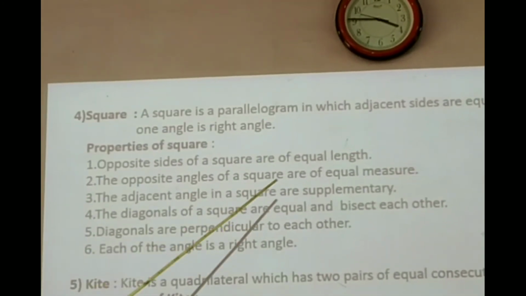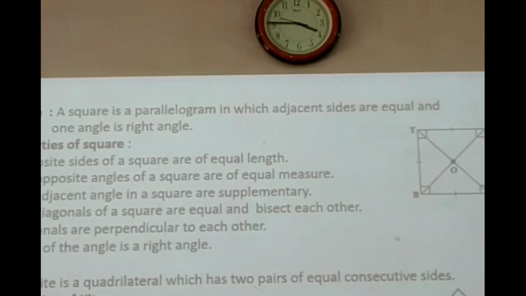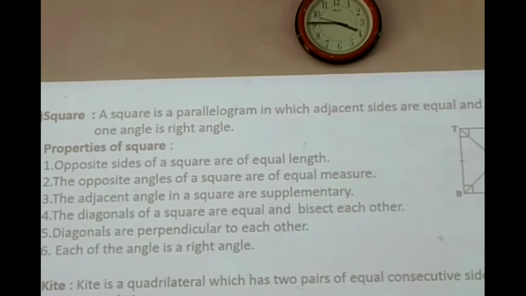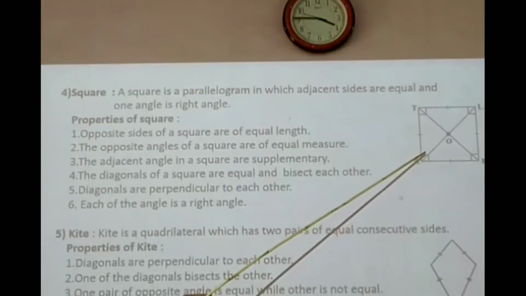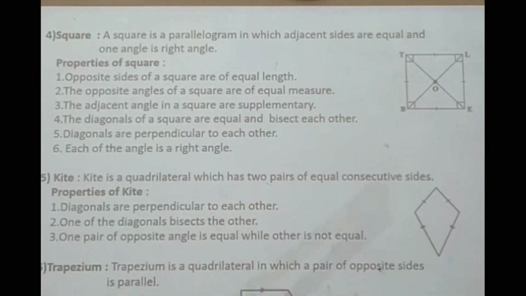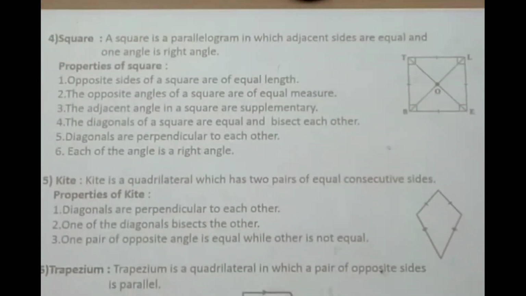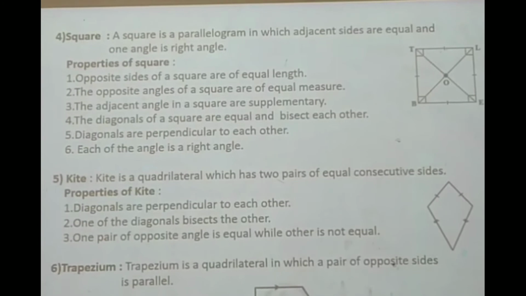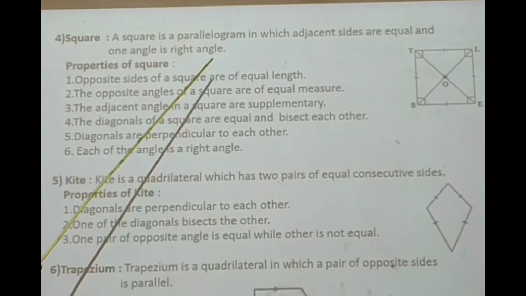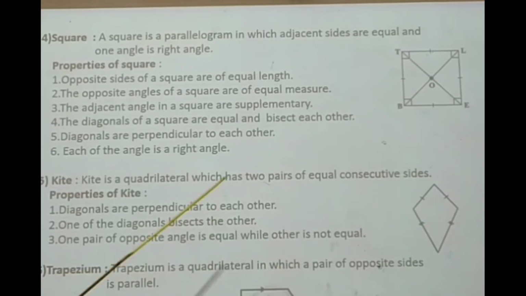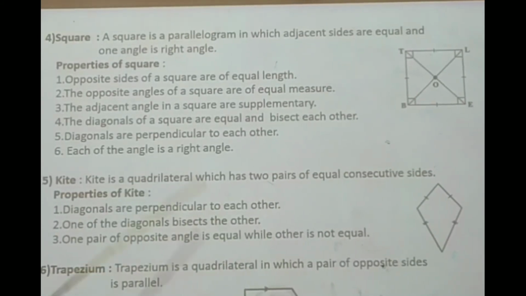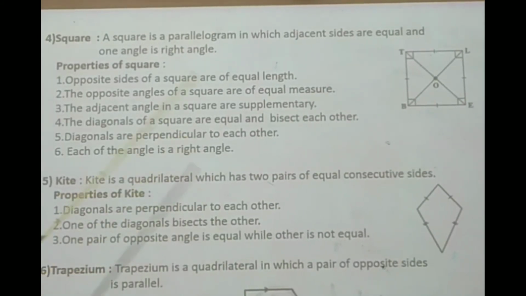Next, square. A square is a parallelogram in which adjacent sides are equal and one angle is a right angle. Sorry, this is a square. All sides are equal and opposite sides are parallel. That means in a parallelogram, if you take adjacent sides equal and one angle 90 degrees, then you get the square.